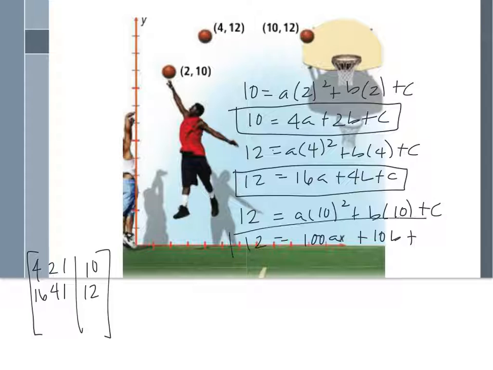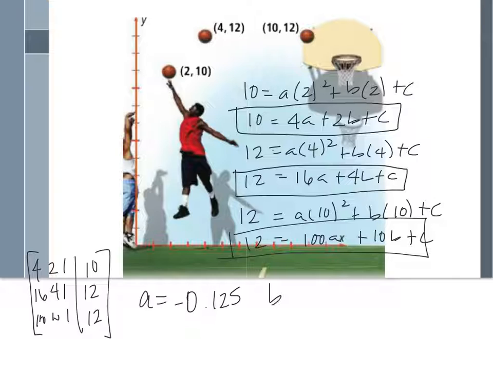And then finally, this last one, oh, and I forgot the C. The last one should be 100, 10, 1, and 12. And so if we type that into our calculator, our A value will equal negative 0.125. Our B value will equal 1.75. And our C value will equal 7. Now, what does that mean? Well, let's see if we can finish our work on the next page. Let's go ahead and do that.